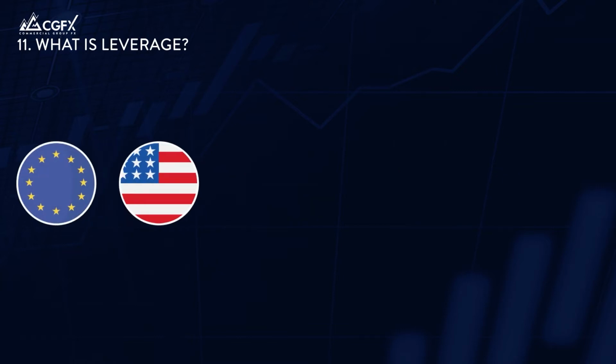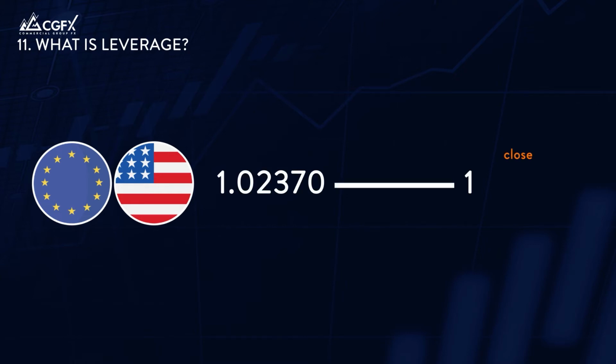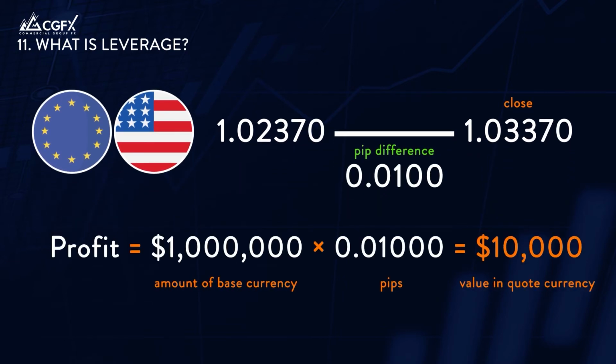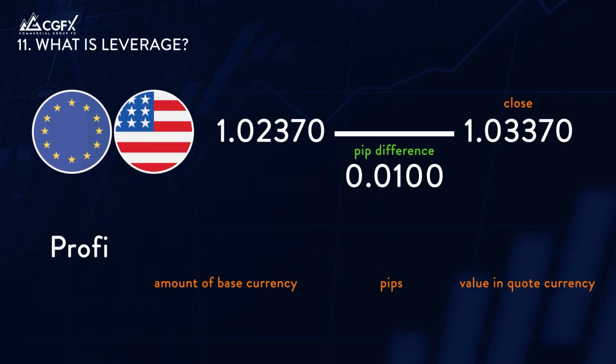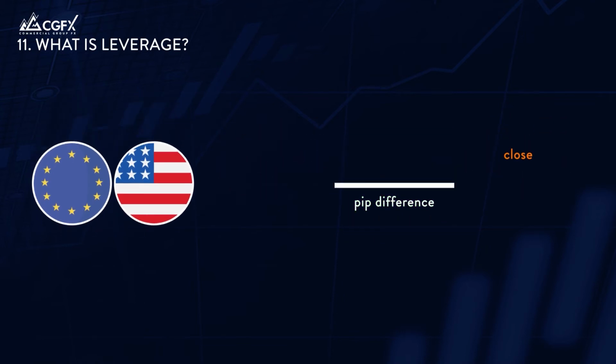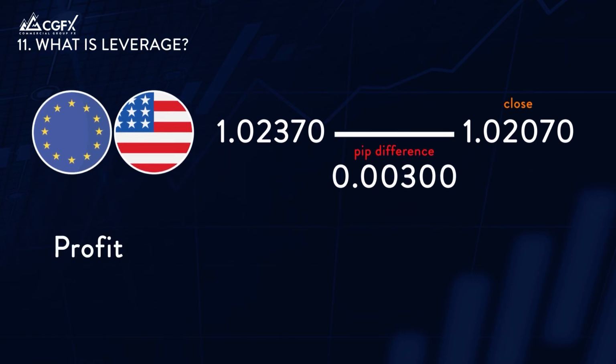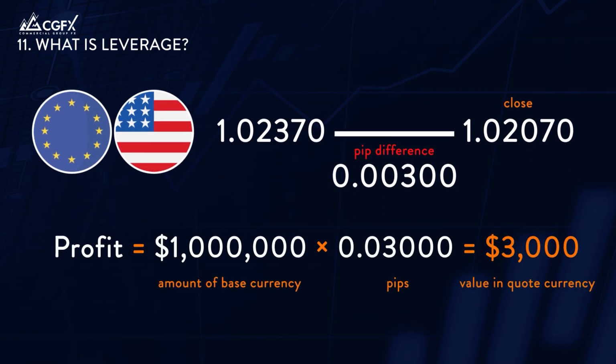For example, if you decide to buy one lot of euro to US dollar at 1.02370 and close your position at 1.03370, then your profit is $10,000. On the other hand, if you decide to buy the euro to US dollar at 1.02370 and close your position at 1.02070, then you will lose 30% of your capital.